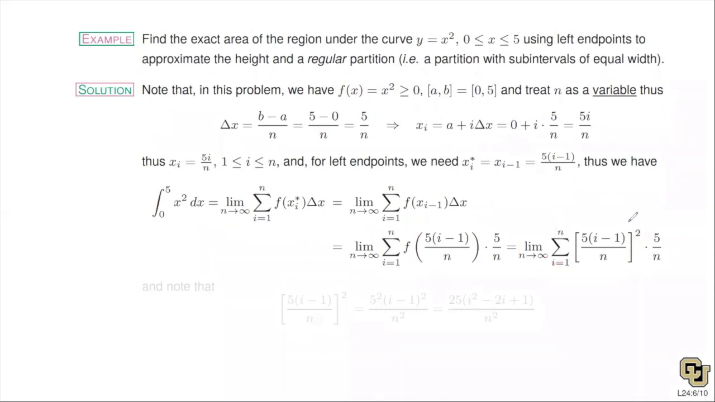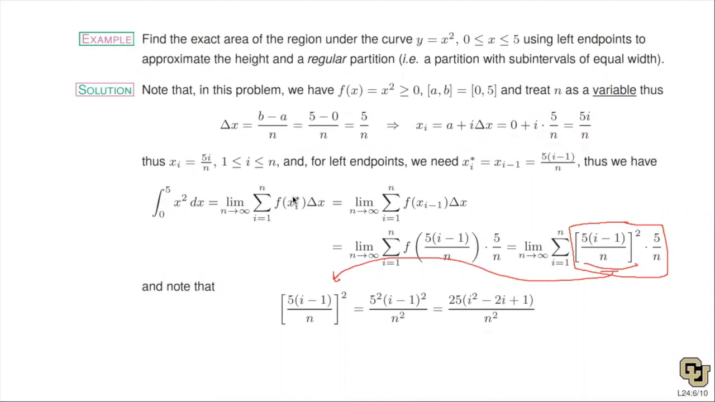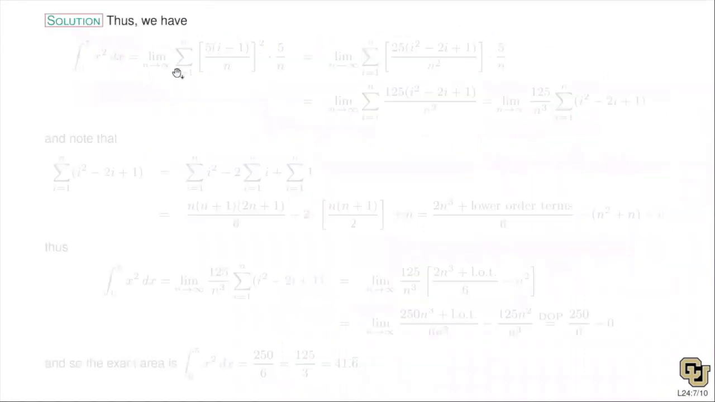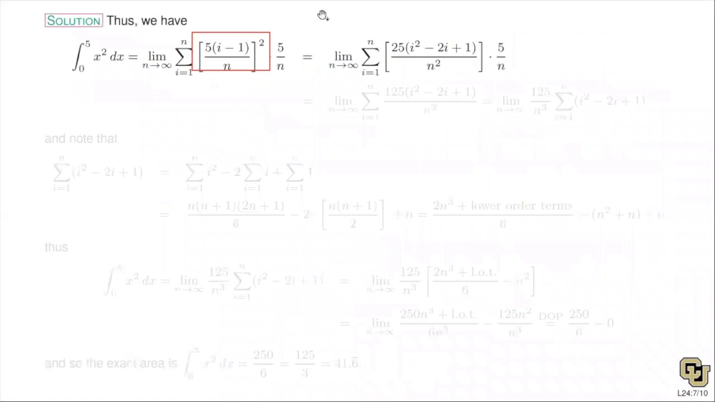To evaluate the sum, I'm going to start with the very inside and simplify this. I'm going to start by simplifying this square. So I'm going to pull that term out and square it top and bottom. And you get 25, and I FOILed out the i minus 1 squared as i squared minus 2i plus 1, over n squared. And so now I can replace that in the limit definition. So here I'm replacing this now. When I square it, I'm replacing it with this squared term right here.